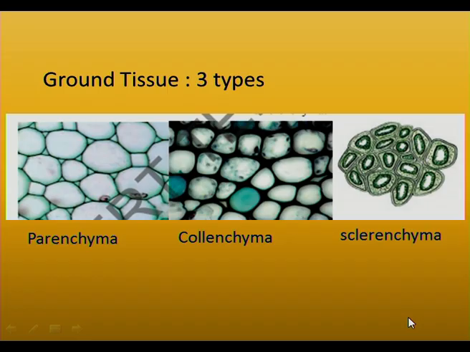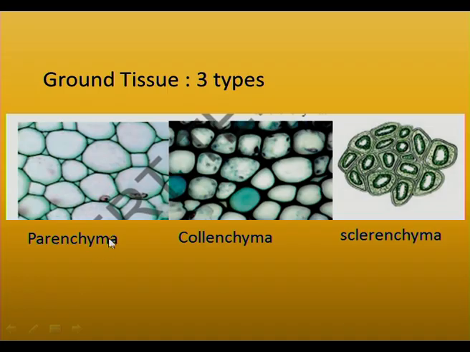Now, observe, children, in parenchyma the cells are thin walled and they are loosely arranged. We can see intercellular spaces in it. Collenchyma has thick walls, some cellular spaces are seen, and the cells are somewhat longer than parenchyma cells. In sclerenchyma, the cells are thick walled and intercellular spaces are absent.